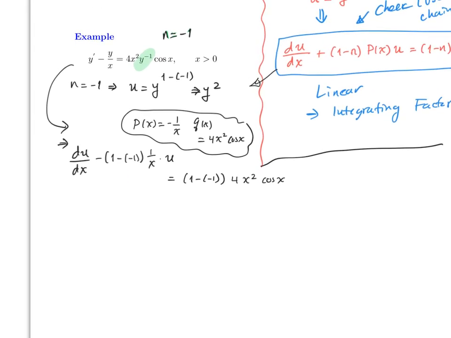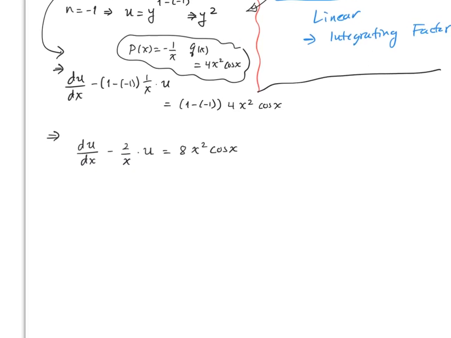Then if we simplify this, we will end up with du dx minus 2 over x times u. This is equal to 2 times 4. It will give you 8x squared cosine x. All right, so now we can use the integrating factor in this equation. The integrating factor in this particular case is going to be e to the -2 over x dx.